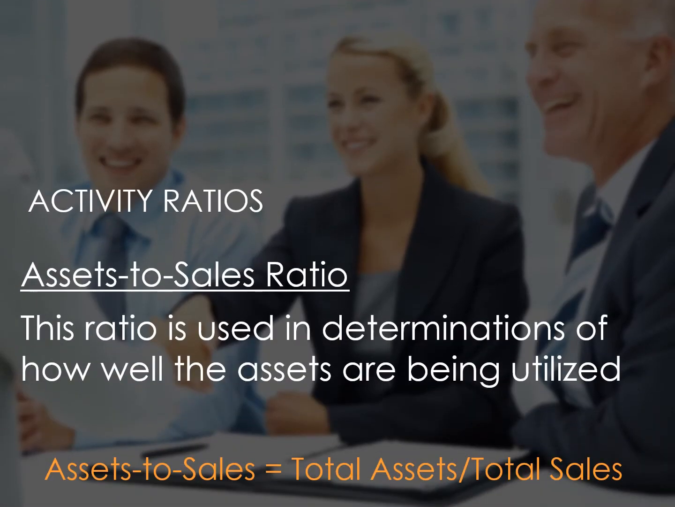The assets to sales ratio is used to determine how well the assets are being utilized in your organization. So we look at this ratio by the total assets divided by the total sales.